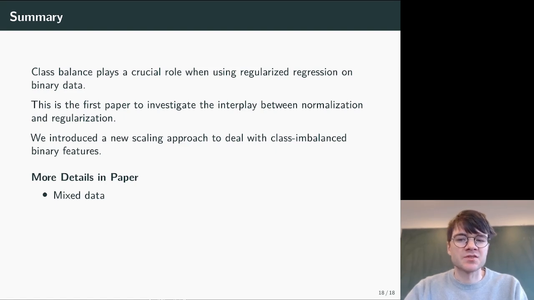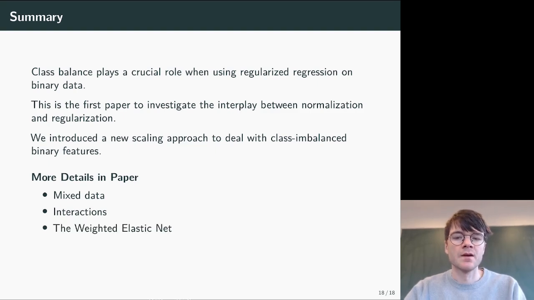For instance, considering the case of mixed data closely, where we have binary features and normal features, and how the implicit weighting problem that we mentioned earlier in this talk comes into play. We also discuss interactions between features and how you should scale and center those to be able to attain as unbiased an effect as possible. We also discuss the weighted elastic net, which is the solution to the problem of having the elastic net depend on the class balance for any kind of feature normalization scheme.